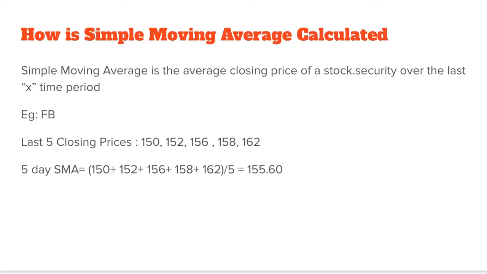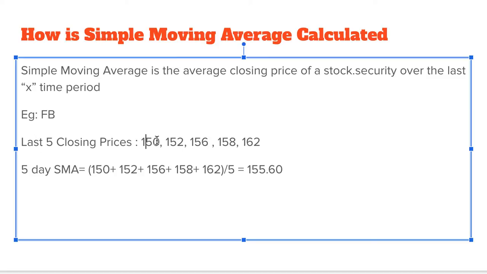Now, how is the simple moving average calculated? If you look at a particular stock, every day at the end of the day, there's going to be a closing price. Let's say you're looking at Facebook, and you want to create a 5-day simple moving average. It closed at 150 5 days ago, 4 days ago, 3 days ago, 2 days ago, and today. So you get 5 closing prices for the last 5 days. The 5-day simple moving average is simply the addition of all these closing prices divided by 5. If you do the math, you get an average of about 155.16. So that's a simple moving average.